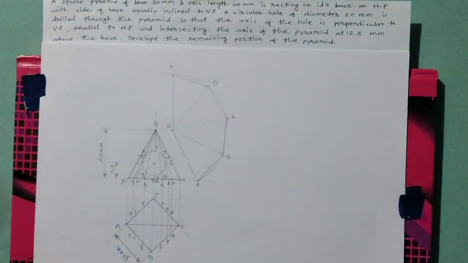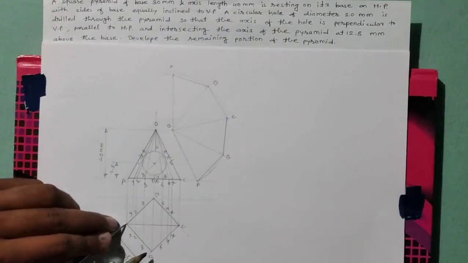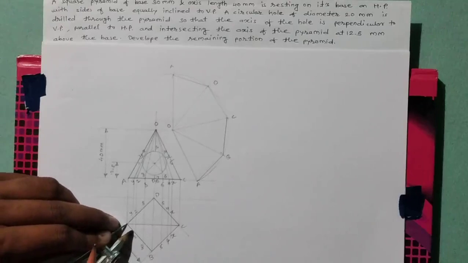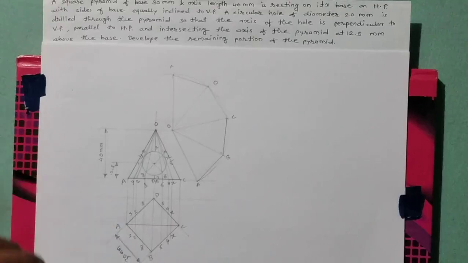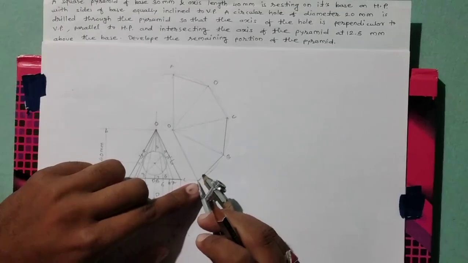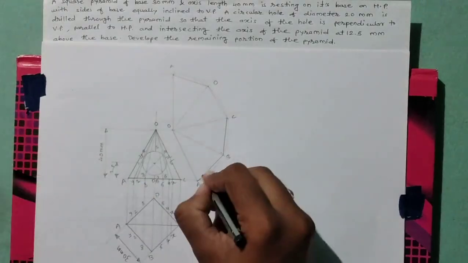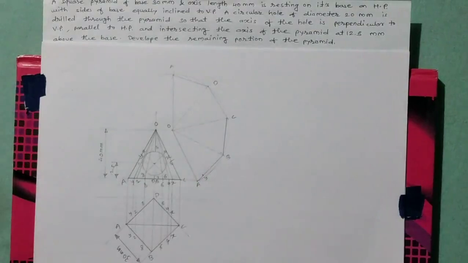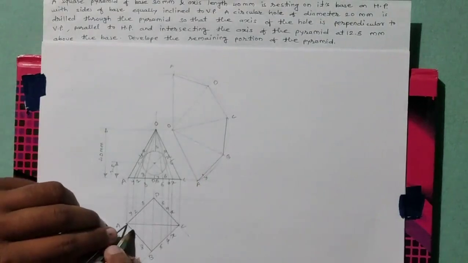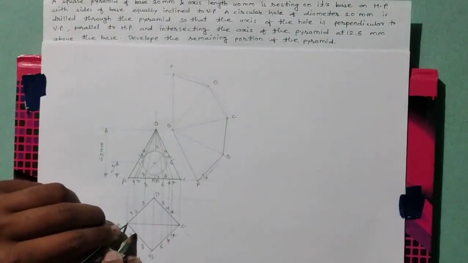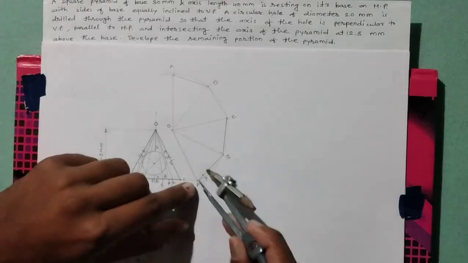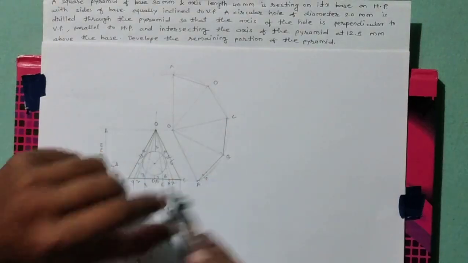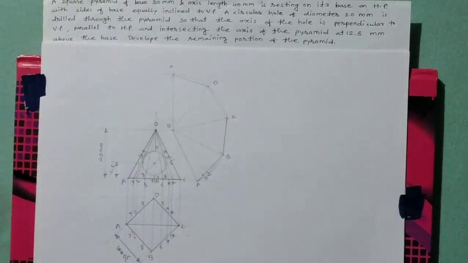After joining these points, we have to take the distances. Take the distance A to Y in the compass, put it here, and name this point as Y. After that, take A to 2, put it here, and name this point as 2.